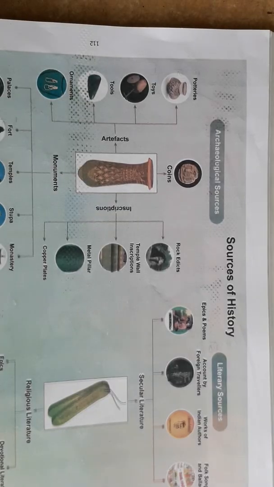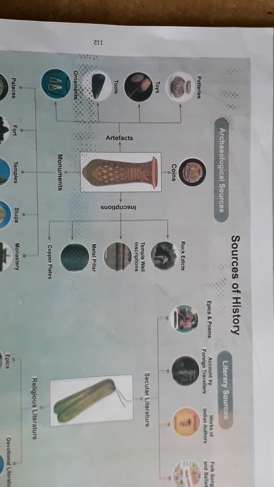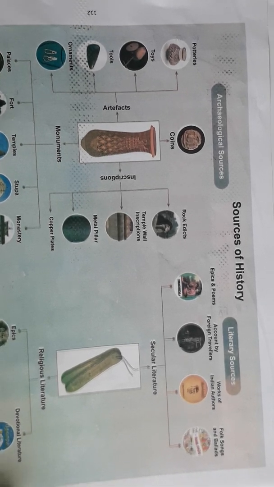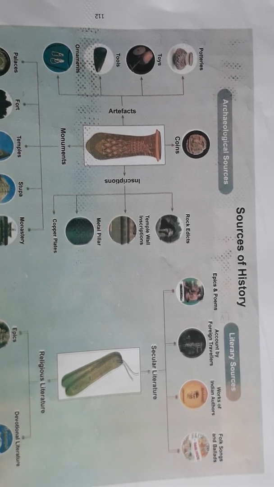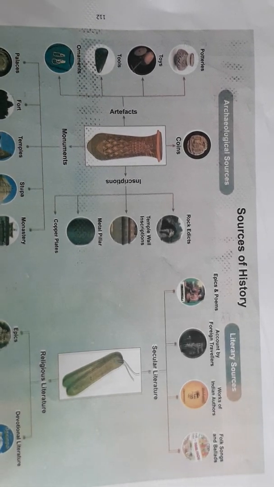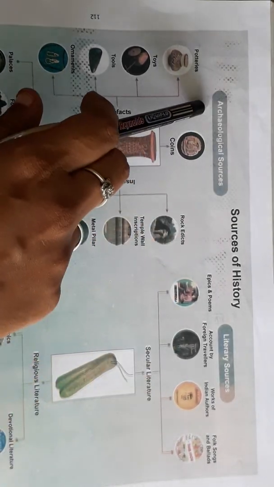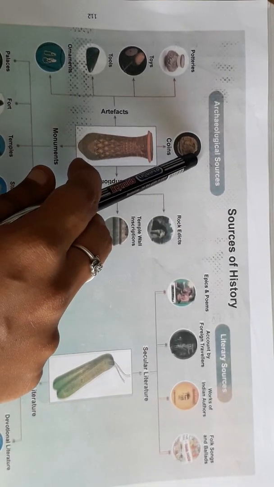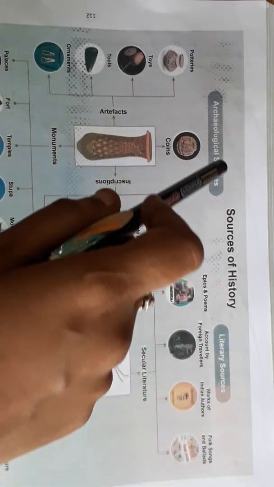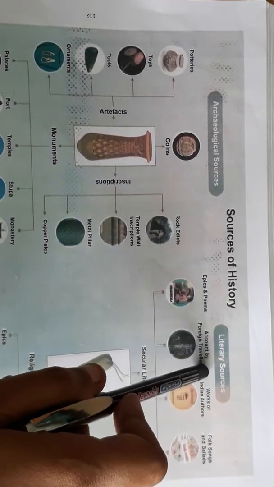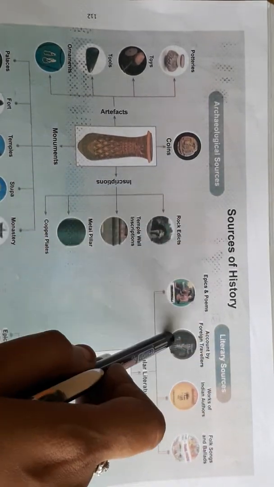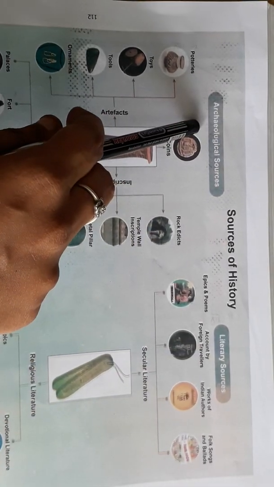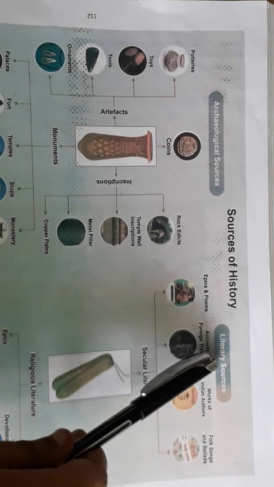Yes. Now we are going to see the sources of history. Are you able to see this? Yes. This is archaeology. It consists of two sources: archaeological sources and literary sources. These are the two sources of history. What are the two sources of history? Archaeological sources and literary sources.